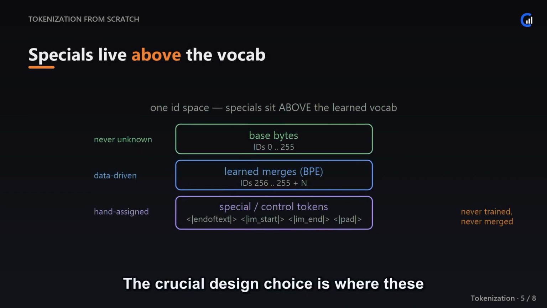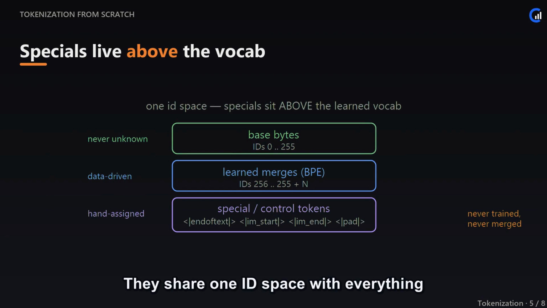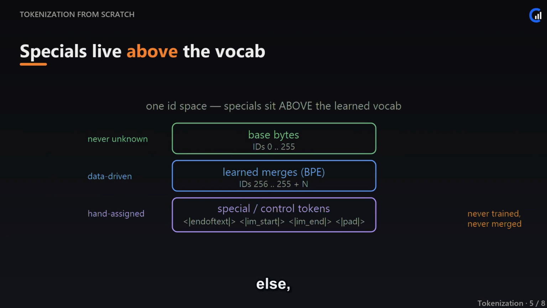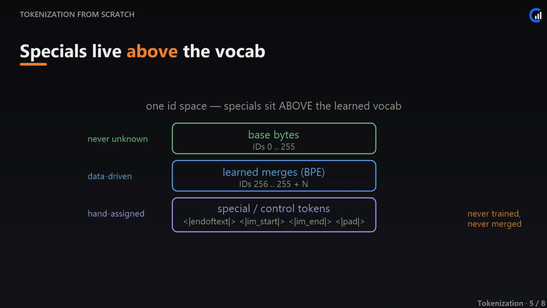The crucial design choice is where these tokens live. They share one ID space with everything else, but we stack them at the very top, above the byte values and above every learned merge. Bytes occupy 0 through 255, our merges take the next block, and the special tokens sit above all of it. That way adding a special token never disturbs an ID the model already learned.